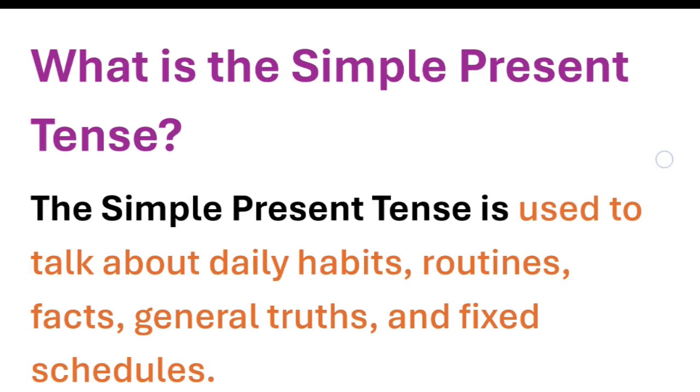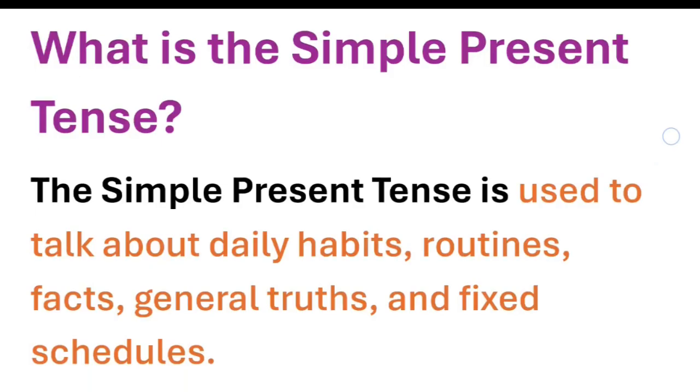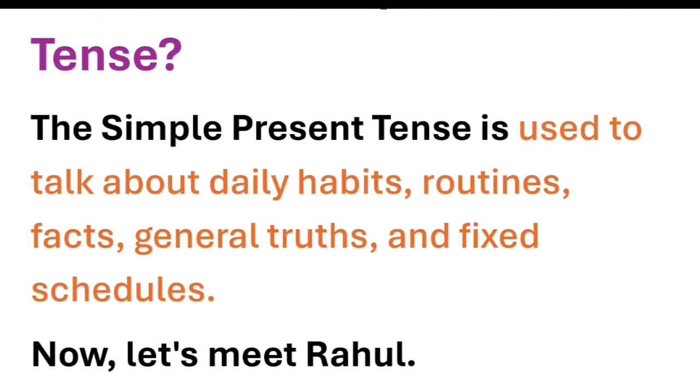Now let's talk about the simple present tense. What is the simple present tense? The simple present tense is used to talk about daily habits, routines, facts, general truths, and fixed schedules. I repeat, it talks about daily habits of any person, routines that people follow, facts that are the truth or any kind of general truth, or any fixed schedule.